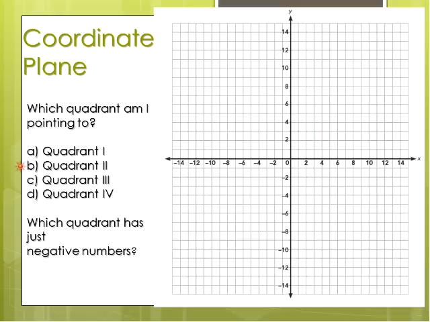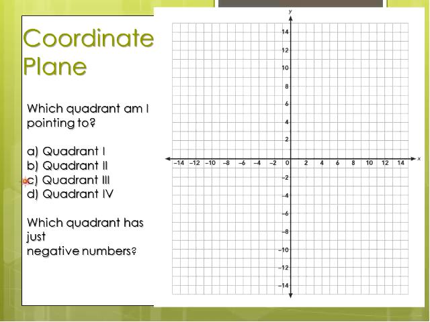How would you describe the coordinate pairs in quadrant 2? What would you say about that? Go ahead, Sophie. In quadrant 2, you'll see negative numbers on the x-axis and positive numbers on the y-axis, and you can find it on the top left of this chart. Excellent. So the x-coordinate is going to be negative, and the y-coordinate is always going to be positive.